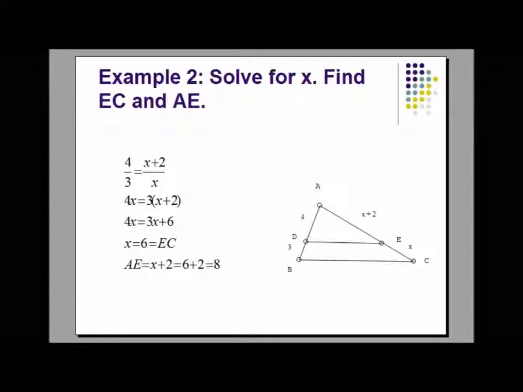We cross multiply. 4x equals 3 times the quantity x plus 2. This gives 4x equals 3x plus 6. Subtracting 3x from both sides gives us x equals 6. That's the length of EC. To find AE, we substitute into the expression for its length, which is x plus 2. Since x equals 6, we replace x with 6, and 6 plus 2 equals 8.